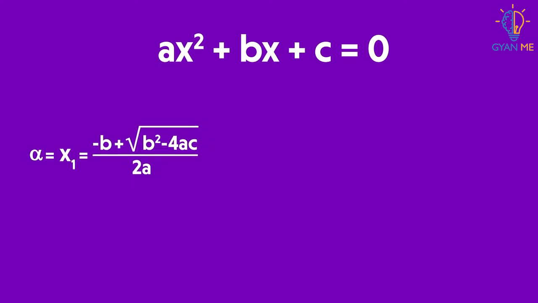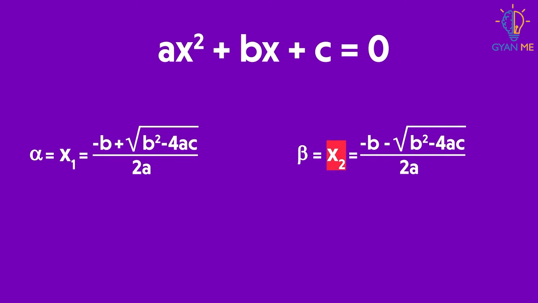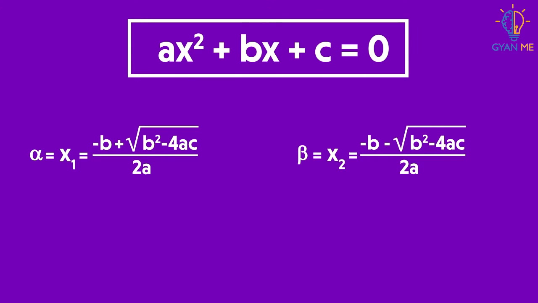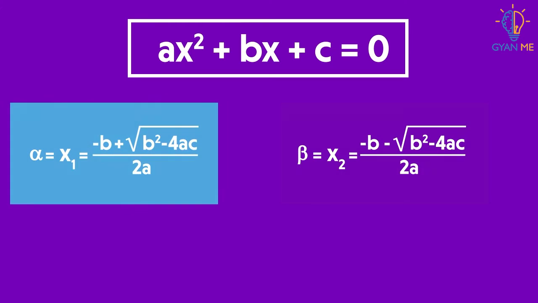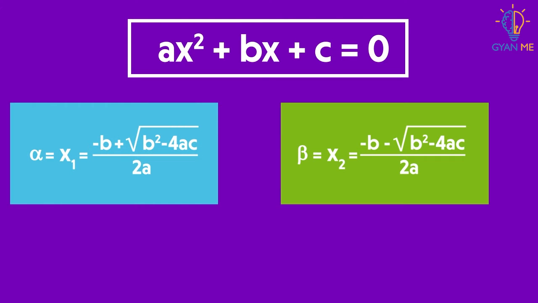This formula can also be written as x1, which is equal to one value of equation, which is alpha, which is equal to minus b plus under root b square minus 4ac upon 2a, and x2, which is the second value of variable, which is equal to beta, which in turn is equal to minus b minus under root b square minus 4ac upon 2a. This is because we know that a quadratic equation has degree 2 and it has two roots, which are alpha and beta. Now students, pause the video.